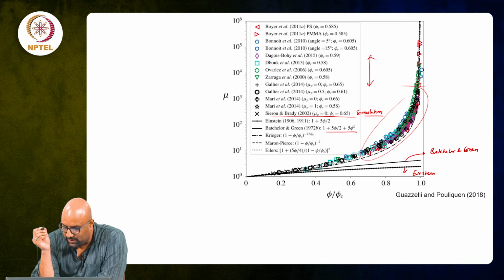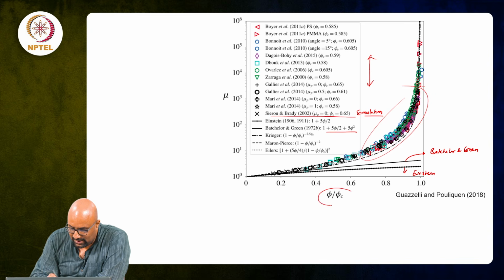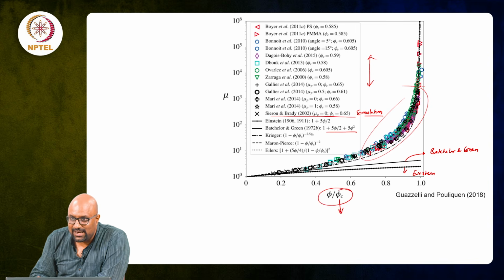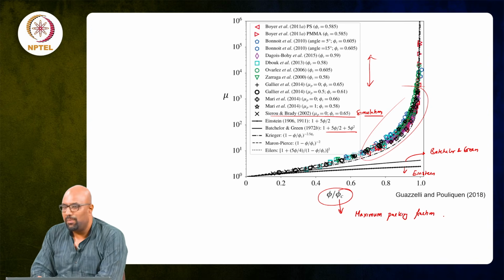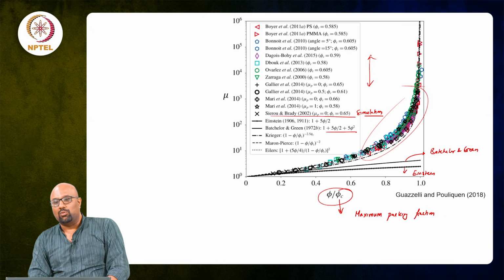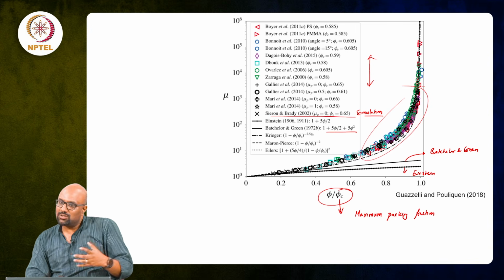And what you observe is this is the volume fraction scaled by phi c. Phi c is your maximum packing fraction. How many particles can you pack in a volume? What is the maximum packing that you can obtain? Now this also depends on how you are packing them.